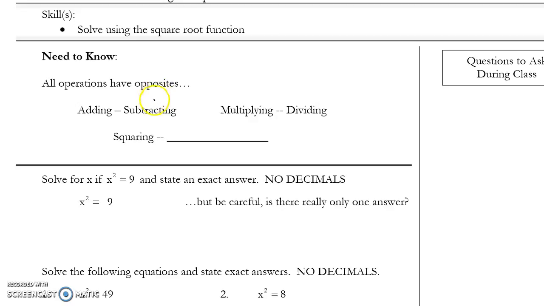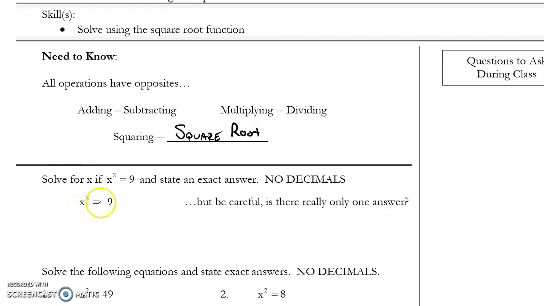So, operations have opposites. We've known that since 8th grade, since Unit 1. Adding, the opposite is subtracting. Multiplying, the opposite is dividing. We've solved loads of equations this year using those concepts. Today we're going to start solving with the opposite of squaring, which is what we learned on our previous video, and that's square root. So, what does that mean?